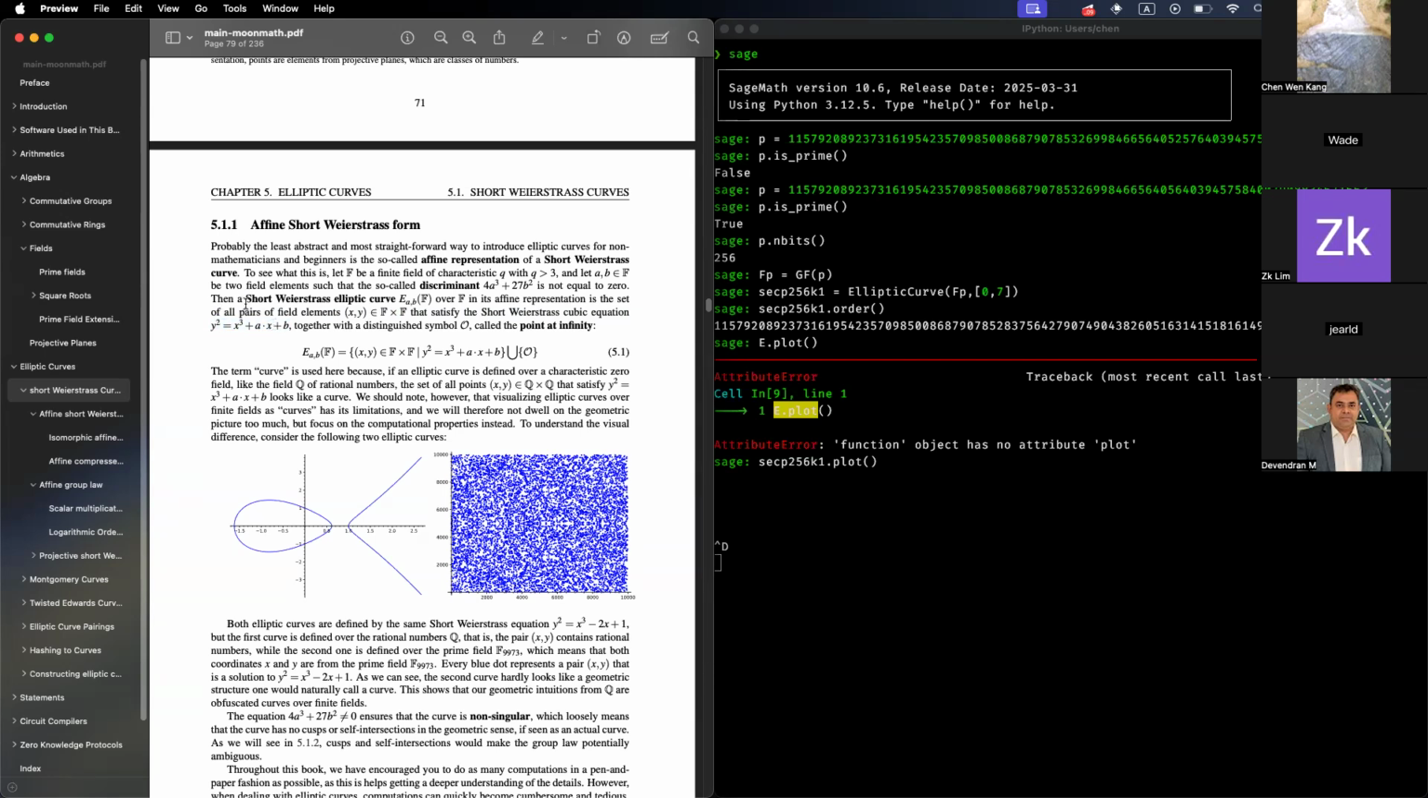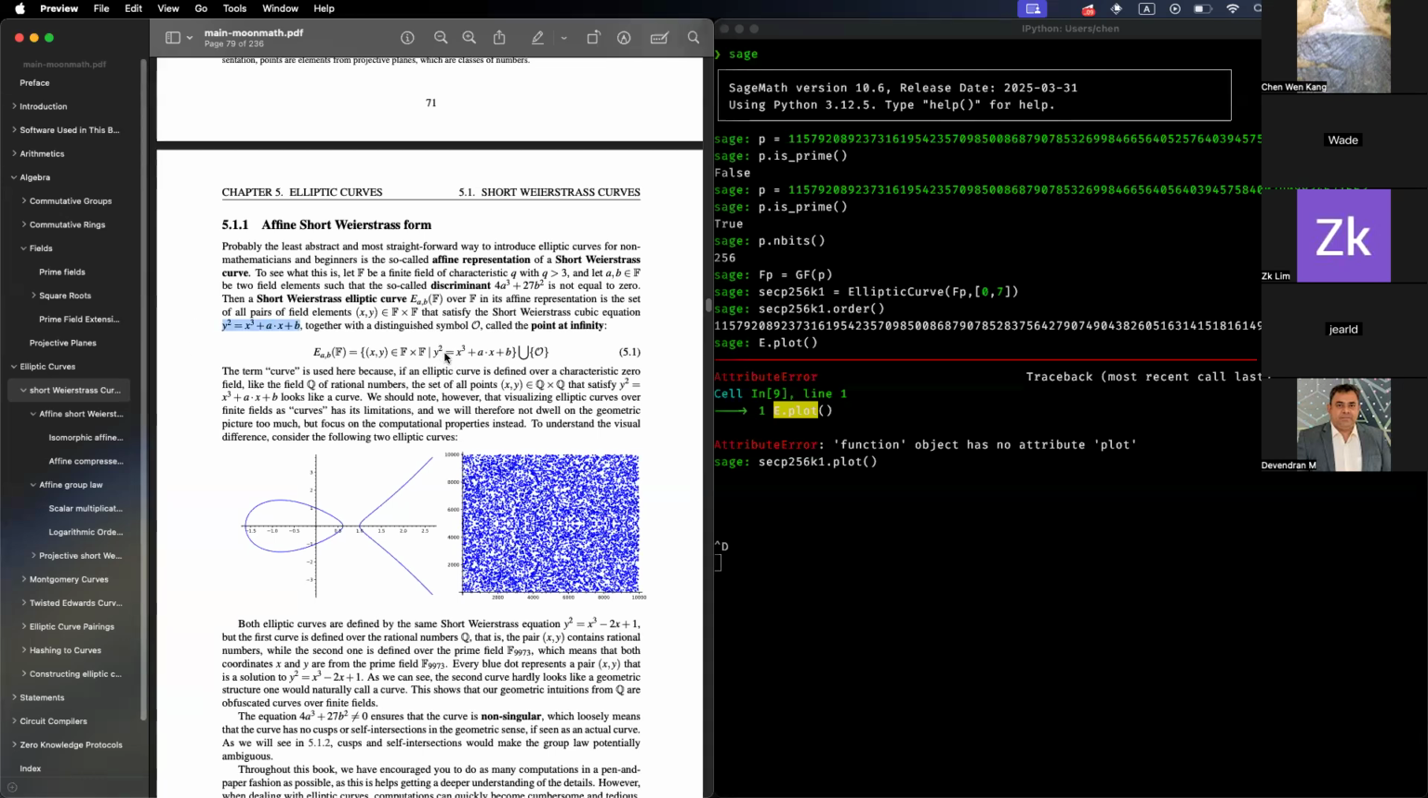Okay, so let's read this through. The short Weierstrass elliptic curve over F in its affine representation is the set of all pairs that satisfy the short Weierstrass cubic equation together with a distinguished symbol O, right? So from my understanding, this is the affine representation. I believe there is another form for this.